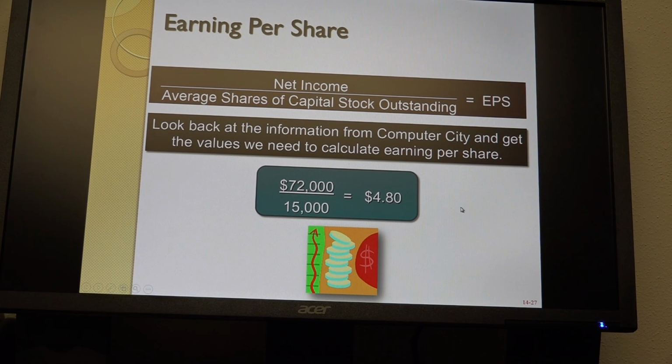And so in this case, you've got your net income of $72,000. If you look back at the numbers from the previous example, you've got the average number of shares of capital stock outstanding is 15,000. So your earnings per share is $4.80 per share. Okay. This number, you want that number to be larger. Investors want to see a large earnings per share number.